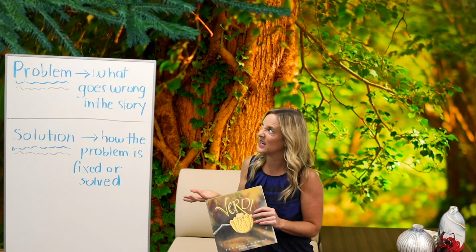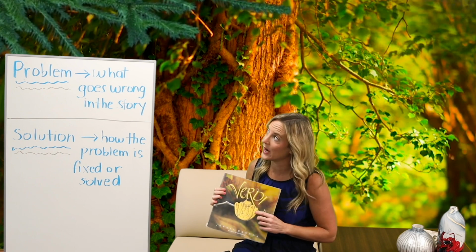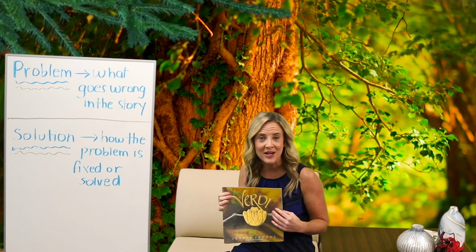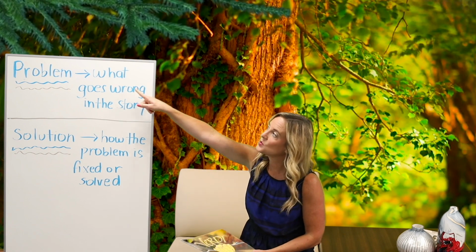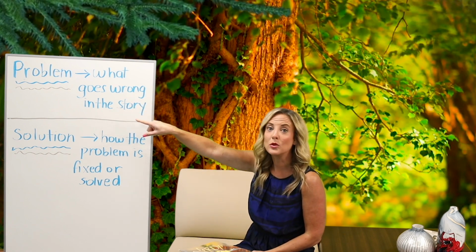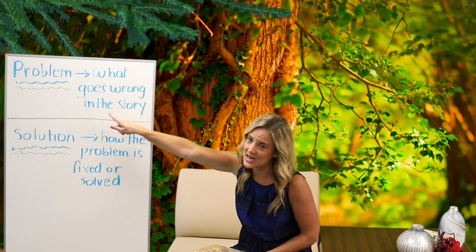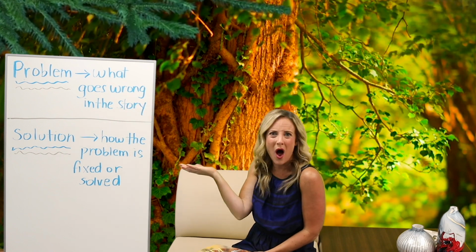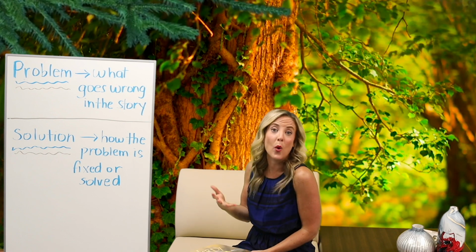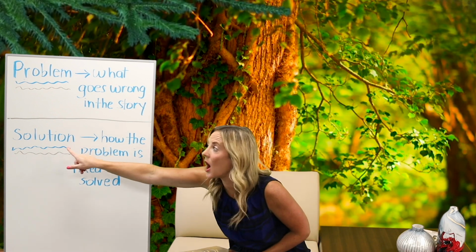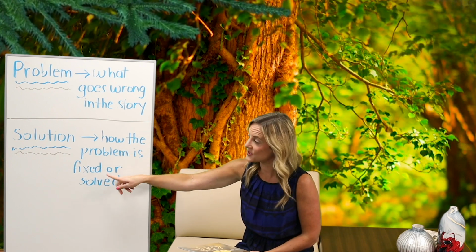Now, in most stories, there's always going to be a problem and some sort of solution. But in this story, there's going to be a very particular problem that we're going to be looking at that applies to our main character, Verity. Now, a problem is what goes wrong in the story. So looking at our characters' actions and how they impact the story, we're going to be able to identify what problem or what's going wrong for our character. By the end of the story, our character is going to hopefully have solved this problem or come up with a solution. Now, a solution is how the problem is fixed or solved.